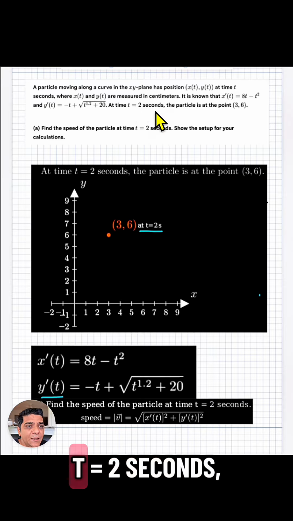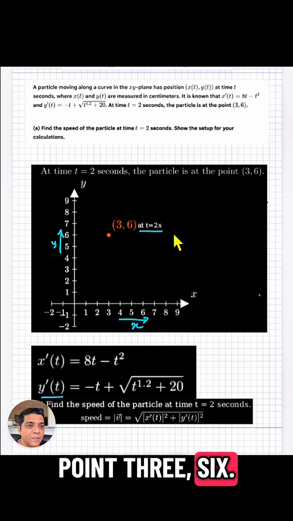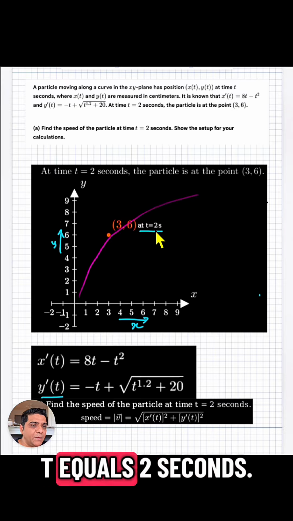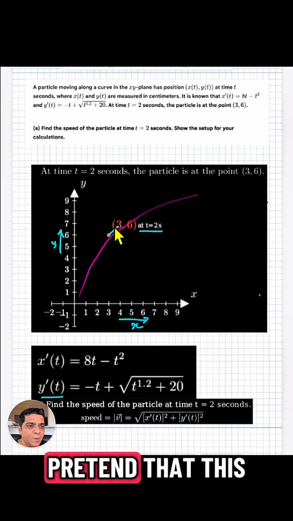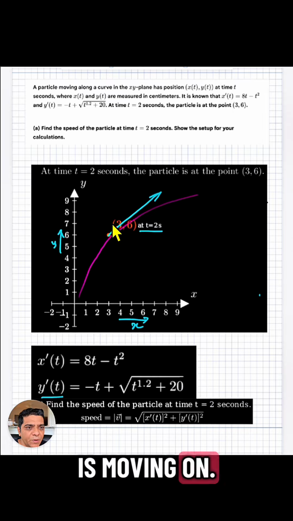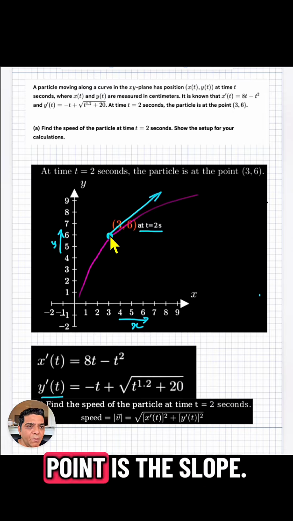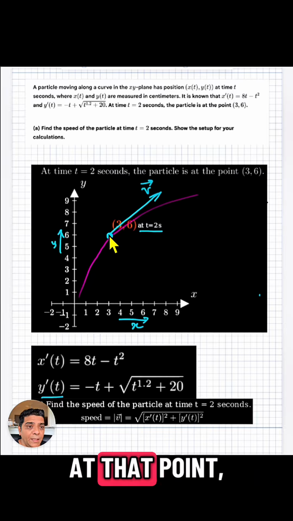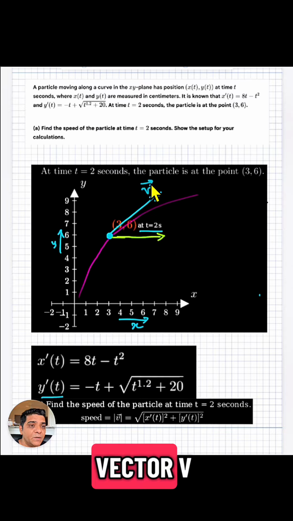So at time t equals 2 seconds, the particle is at x value 3 and y value 6. So this is where the particle is. Let's just pretend that this is the curve that the particle is moving on. Then the velocity vector at that point is the slope at that point, which is given by this velocity vector v.